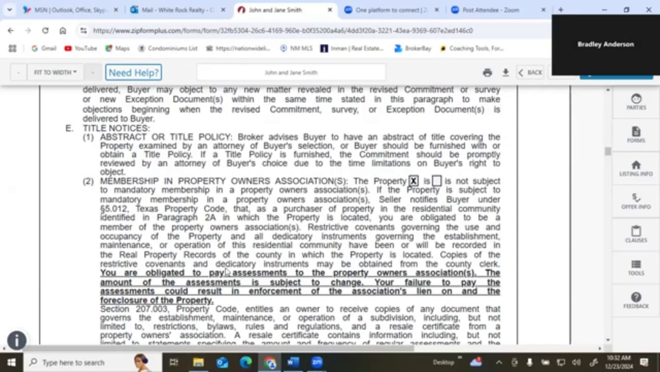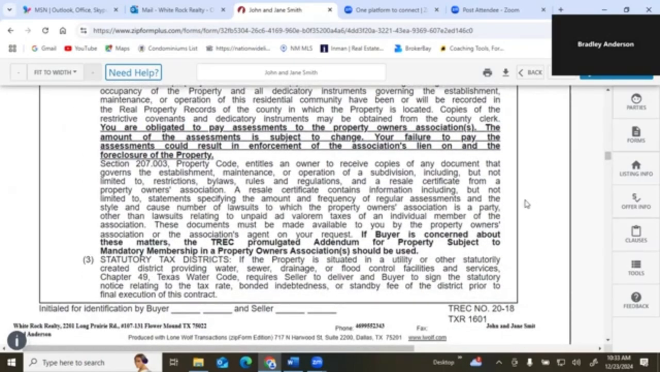And it says here, you are obligated to pay assessments to the property owners association if it is indeed in an HOA. The amount of the assessments is subject to change. Your failure to pay those assessments could result in enforcement of the association's lien on and the foreclosure of the property. That's a big deal. Okay. It's an even bigger deal if the seller is currently delinquent in those. Now, that is taken care of before your buyer ever assumes the property, but it could delay closing.